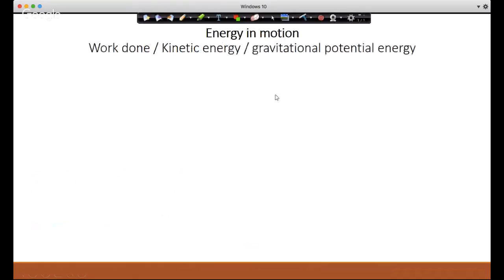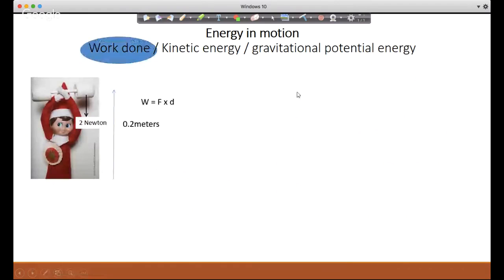Okay, so now a little bit on work done, kinetic energy and gravitational potential energy. You'll have to excuse some of my pictures in this because I first did this when it was Christmas. So I've got some festive themed elves and I didn't have time to change the pictures. So shame it's the middle of summer when I'm doing this one.